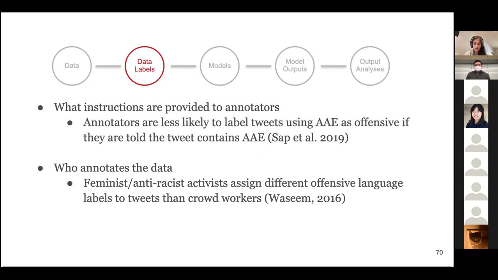But some of these types of outputs also are related to the ways that these data and labels and annotations are collected. So what instructions are actually provided to annotators? Annotators are less likely to label tweets as containing African American English as offensive if they're told that the tweet contains African American English. And also annotators who have different beliefs annotate text differently as well.